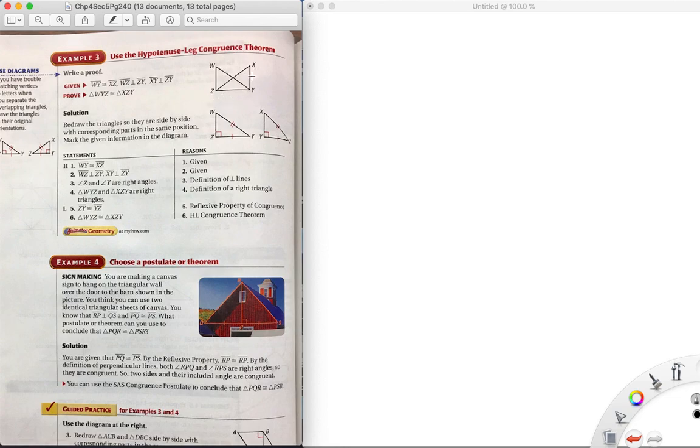So now we have a leg here. We have the hypotenuse here. We have the same leg and a hypotenuse, and then we have the right angle. Therefore, we can use hypotenuse leg.